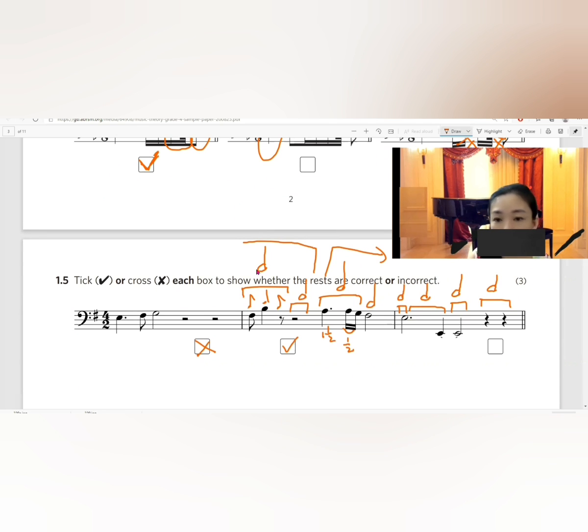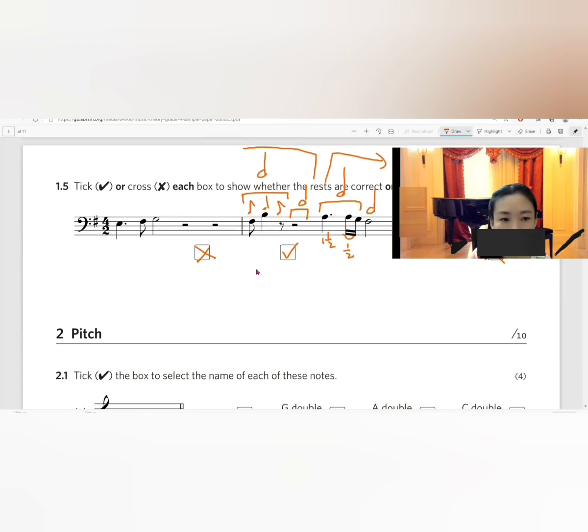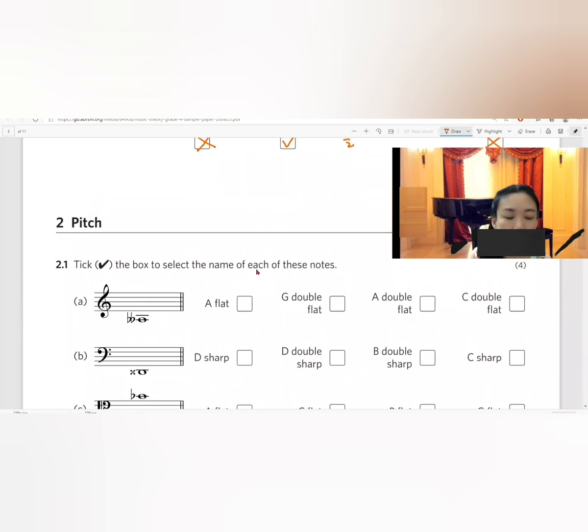If the fourth group minim is totally empty, you cannot actually split them into 2 crotchet rests. They should be merged as 1 minim rest. So the last one is wrong. Let's look at question 2. Question 2 is quite straightforward.